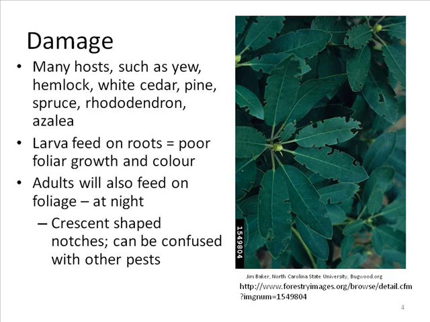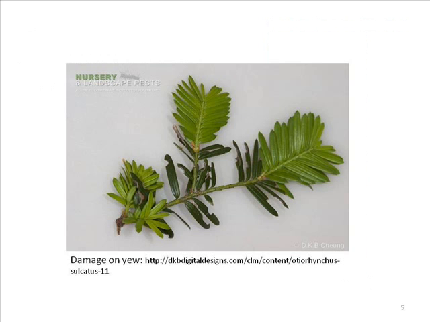Larvae cause the most important damage by feeding on the roots. This can result in poor plant vigor and color, and in severe cases can lead to plant death. This photo is an example of adult feeding damage on yew.